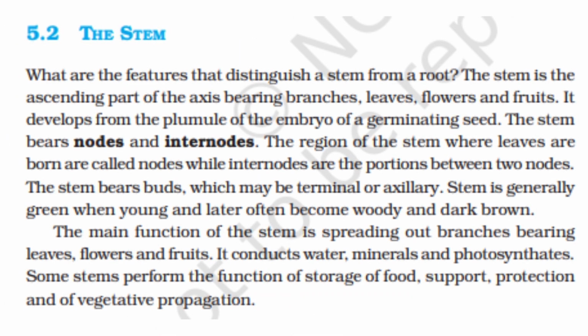The stem. What are the features that distinguish a stem from a root? The stem is the ascending part of the axis, bearing branches, leaves, flowers, and fruits. It develops from the plumule of the embryo of a germinating seed. The stem bears nodes and internodes. The region of the stem where leaves are borne is called the nodes, while internodes are the portions between two nodes. The stem bears buds which may be terminal or axillary.